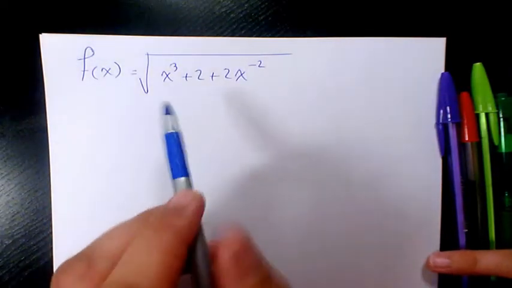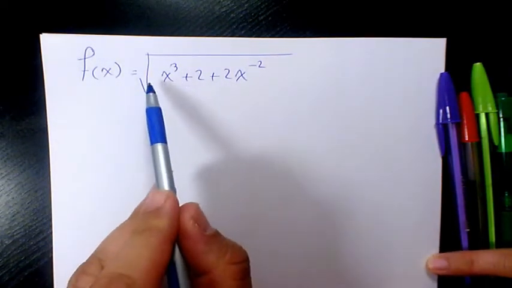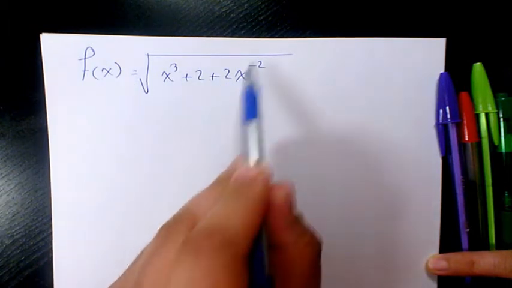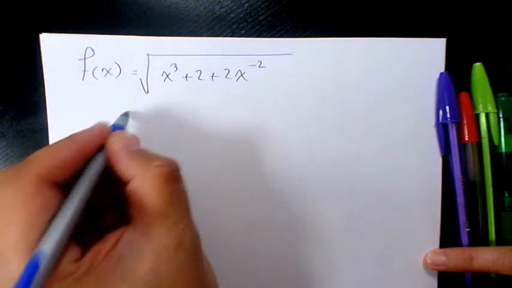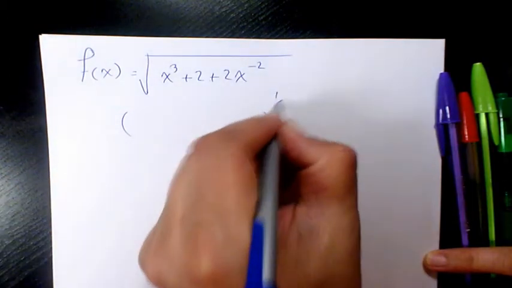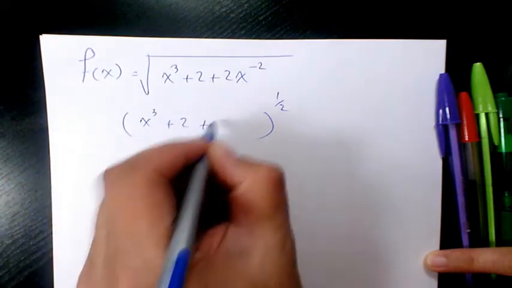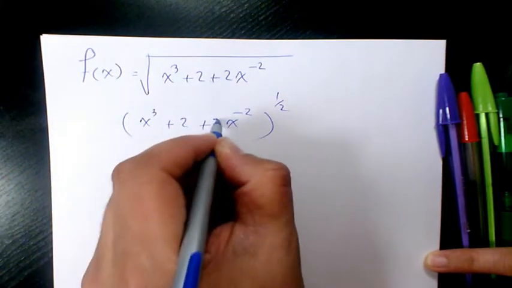Welcome to another video. In this video I want to show you how to find the derivative of the square root of x cubed plus 2 plus 2x to the power of negative 2. So here we know a square root is the same as to the power of 1/2. So we have x cubed plus 2 plus 2x to the power of negative 2.